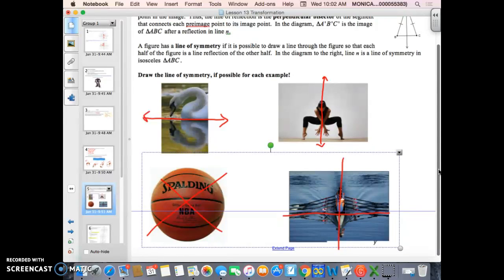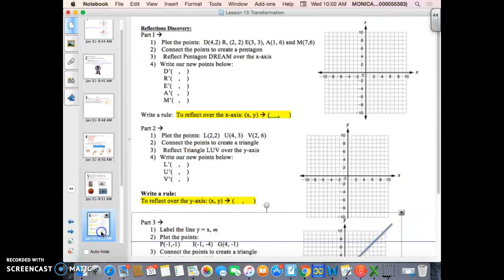All right, now that we know what a line of symmetry, or a line of reflection, is, let's go ahead and practice reflecting some points. I'd like you to pause the video at this point and do this discovery on your own, and then come back in a minute and see if you can come up with a rule to reflect over the x-axis, the y-axis, and the line y equals x. So try these three on your own, and then come back and see if you came up with the same rule I did.